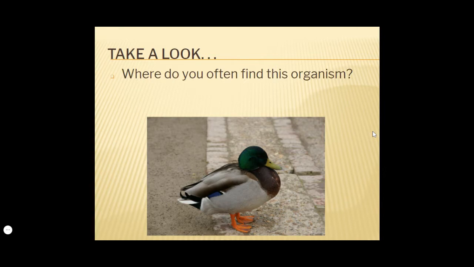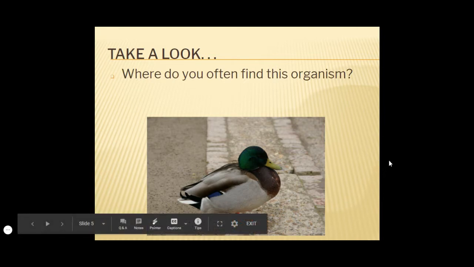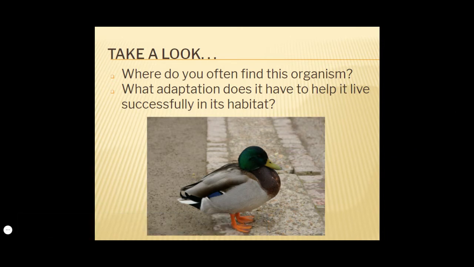So let's take a look. Where do we often find this organism? Typically, we find this duck around ponds, small bodies of water. So what adaptation does it have to help it live successfully in its habitat? Well, if we look, the most obvious is this duck's feet. It's got webbed feet meant to help it swim through the pond, on top of the pond, more specifically. So its body is meant to float on top of the water versus swim under the water. And its feathers are really good at repelling water a little bit so that the duck's body temperature can be maintained and regulated without getting soaked.